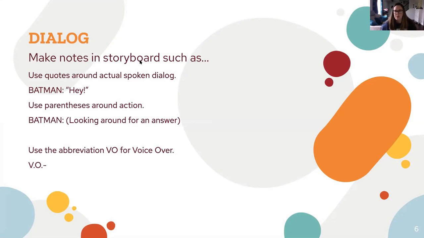We kind of learned these, and I'm just reminding you, when you're doing your storyboards, and this is things that you would write in the script as well, remember that your characters are all in capitalized letters, and anything they say is going to be in quotes, while anything that they do, action, would be in parentheses. So it says, BATMAN says, "Hey." He says, hey. And then he's looking around for an answer, but he's not actually saying that. It's just something he's doing.